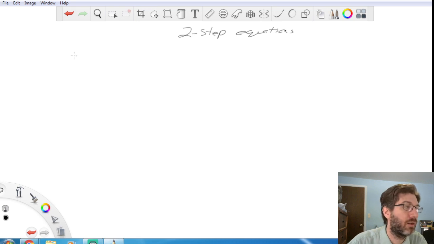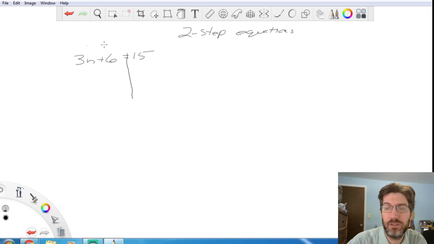But we got 3n plus 6 equals 15. Here we have a plus 6 instead of a minus 6. So when we go to operations, again, order of operations in reverse, I want to get rid of addition and subtraction over here first. This says 3 times n plus 6. I'm adding that 6. I want to subtract it. I want to get rid of it. So I'm going to subtract 6 from this side and subtract 6 from this side.